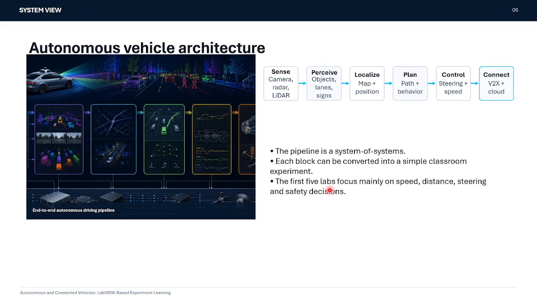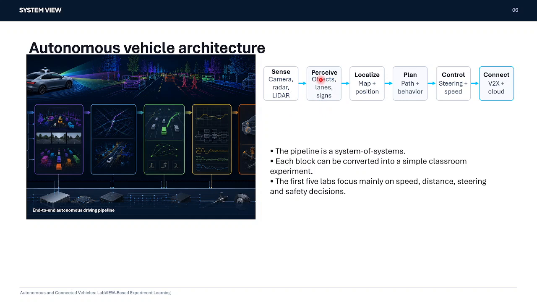That is the autonomous vehicle architecture. If you look at one autonomous vehicle, there are various types of blocks: sensor, perceive, localize, plan, control, and connected. The final one is connected. Connected means connected from one vehicle to another vehicle. The initial stage is the sensor. In an autonomous vehicle or any vehicle we use camera, radar, lidar. Those are the basic sensors.